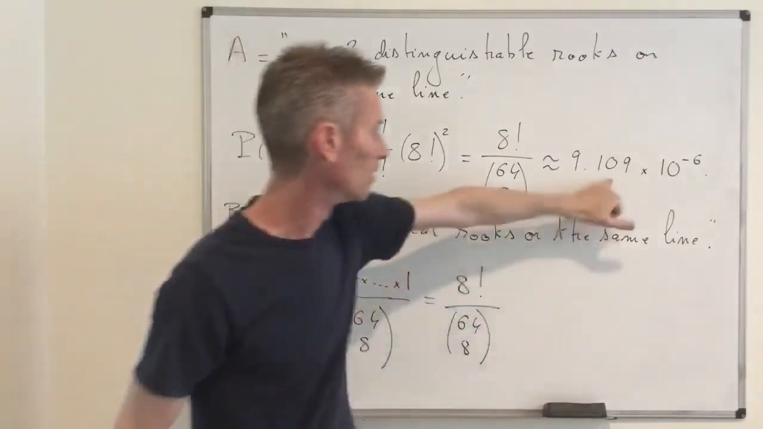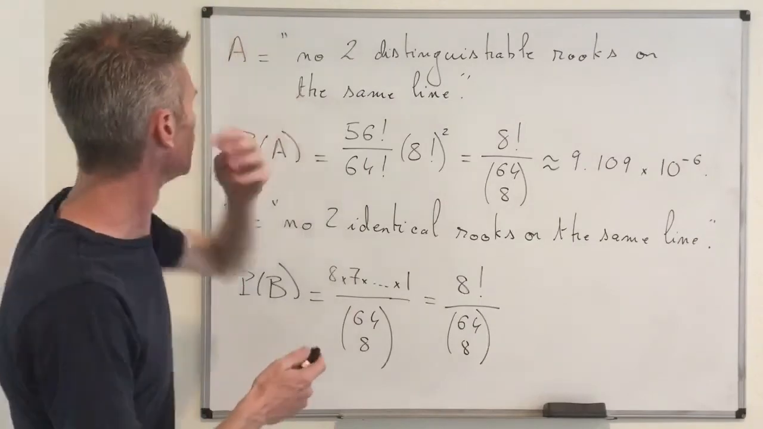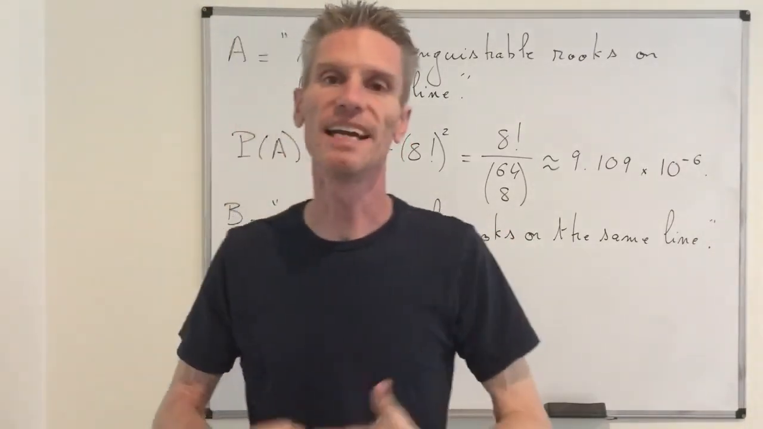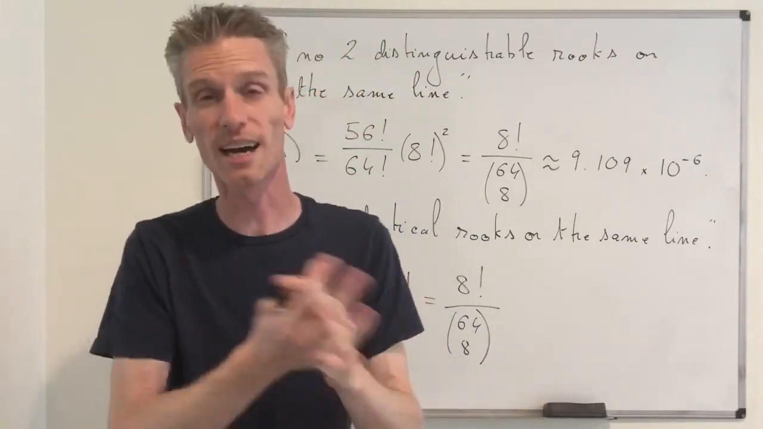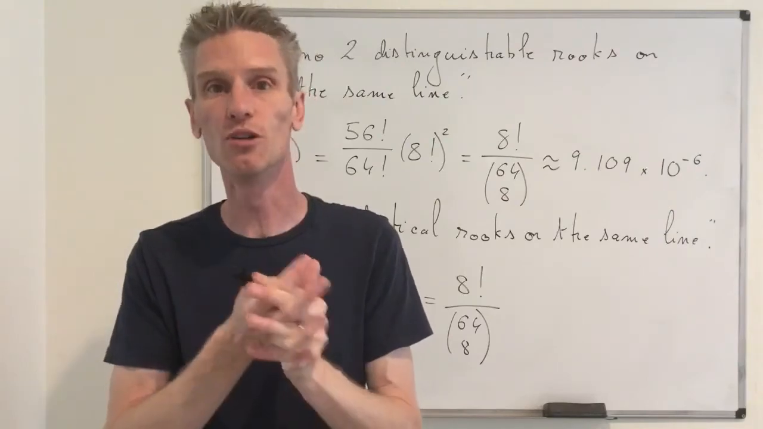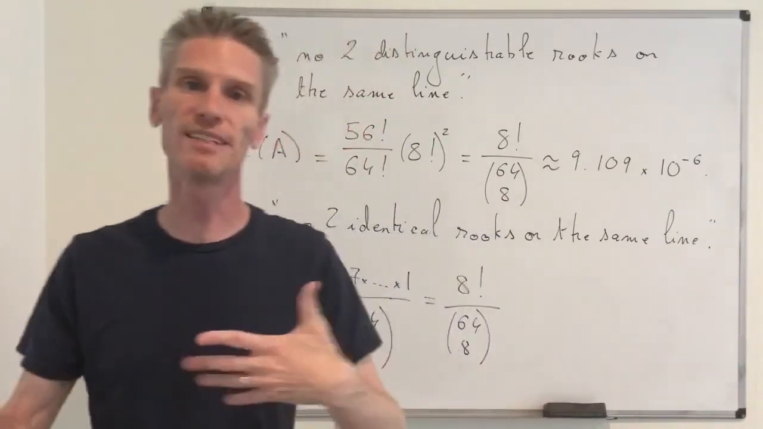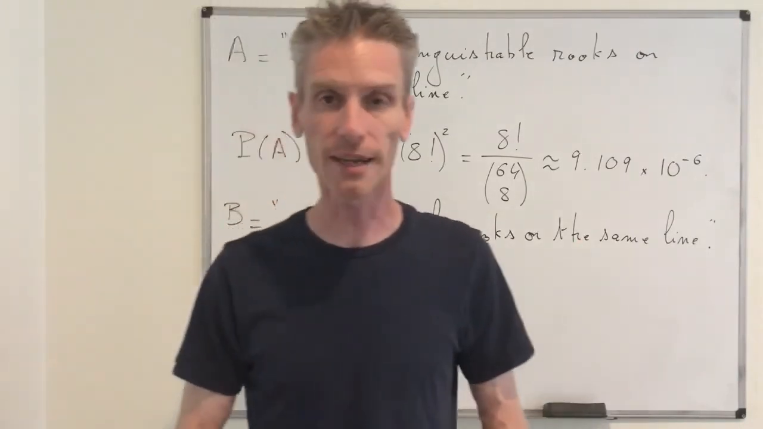And so P of A and P of B are in fact the same. This is that number. And so, conclusion, of course, if you think of the problem as a counting problem, a combinatorial problem, you indeed need to know whether the rooks are distinguishable or not to look at the total number of ways you can put them on the chessboard in such a way that no 2 of them are on the same horizontal or vertical line.